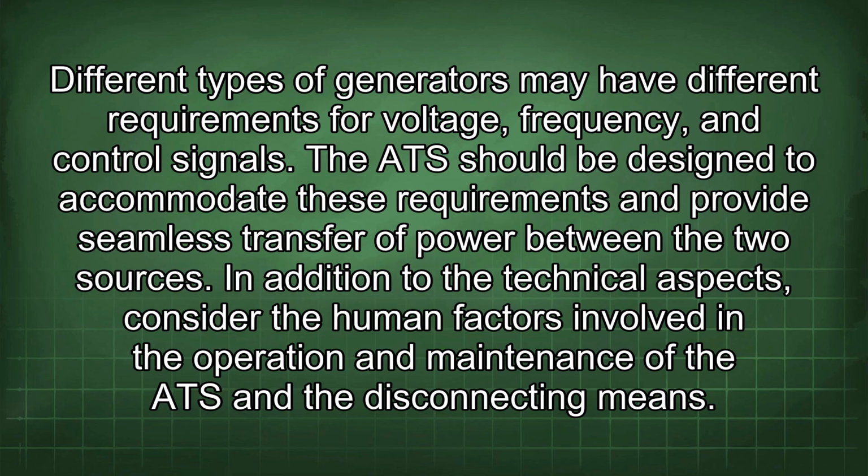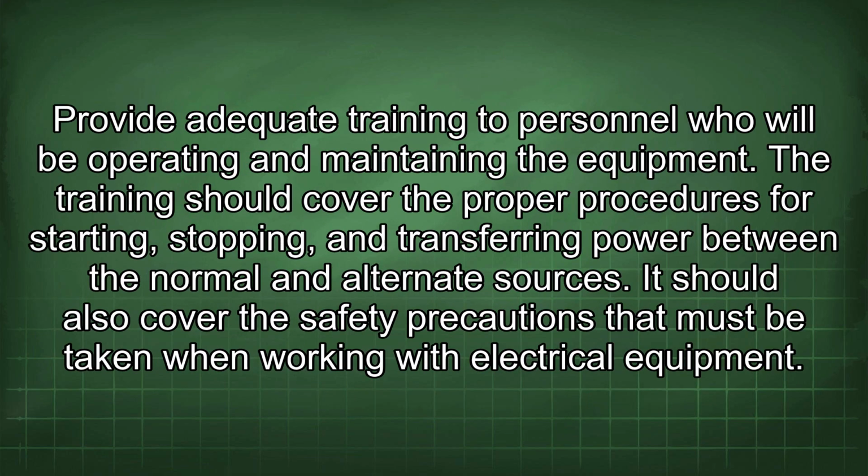In addition to the technical aspects, consider the human factors involved in the operation and maintenance of the ATS and the disconnecting means. Provide adequate training to personnel who will be operating and maintaining the equipment. The training should cover the proper procedures for starting, stopping, and transferring power between the normal and alternate sources. It should also cover the safety precautions that must be taken when working with electrical equipment.